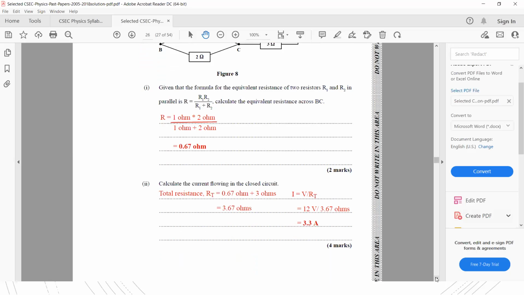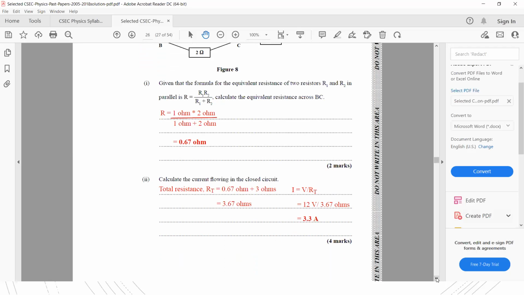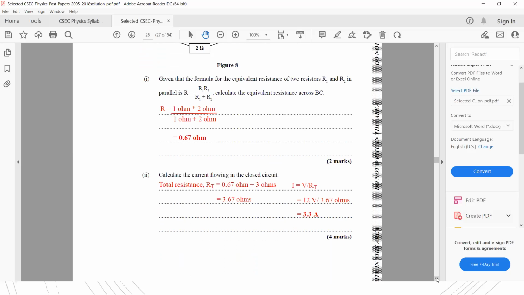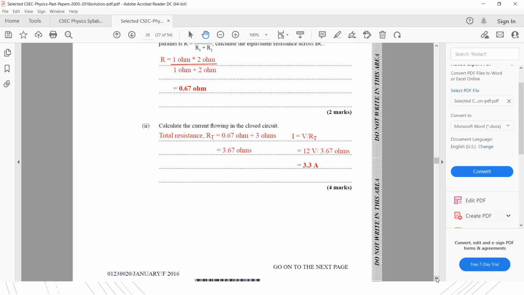Now, having the total resistance and knowing the total voltage, which is 12 volts, we can use Ohm's law to calculate the current. So 12 divided by 3.67 would give us 3.3 amperes. Right?